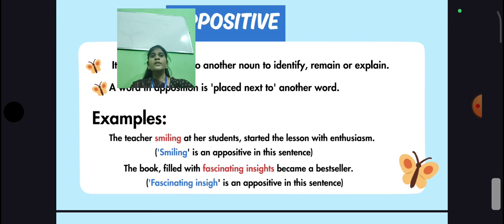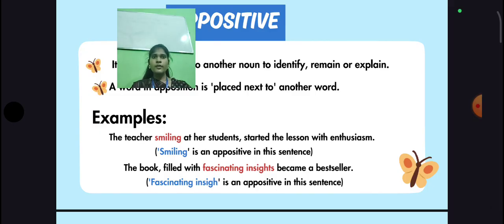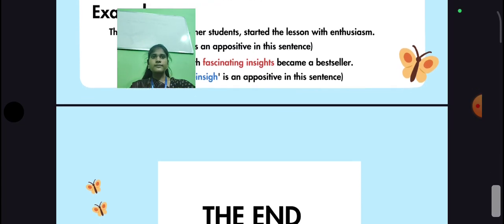Here you can see: the book, filled with fascinating insight, became a bestseller. The book became a bestseller gives meaning, but which book? Additional information is given to explain it: filled with fascinating insight. So it comes under appositive.